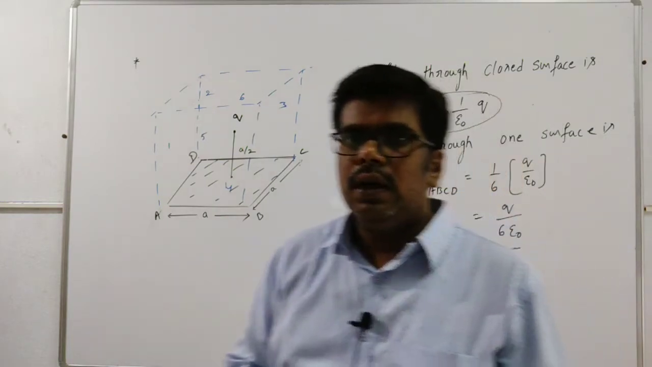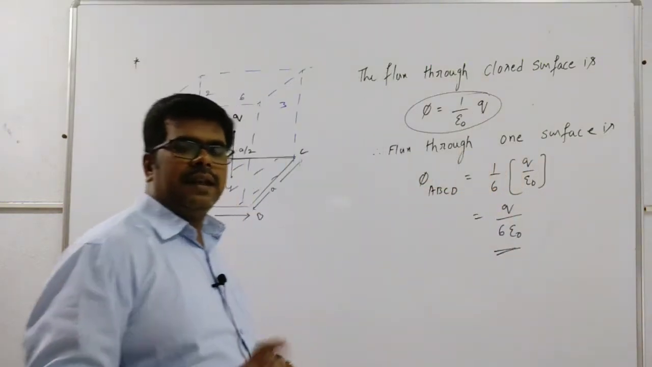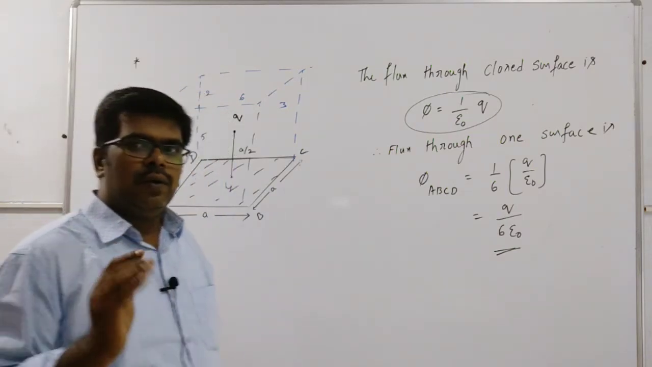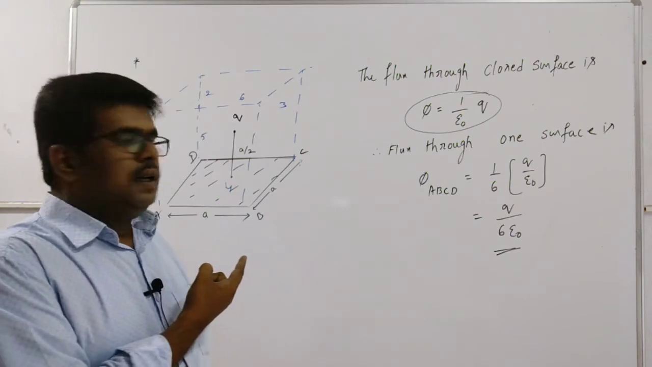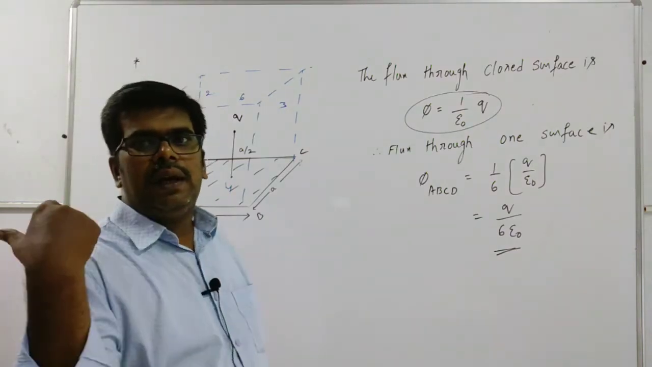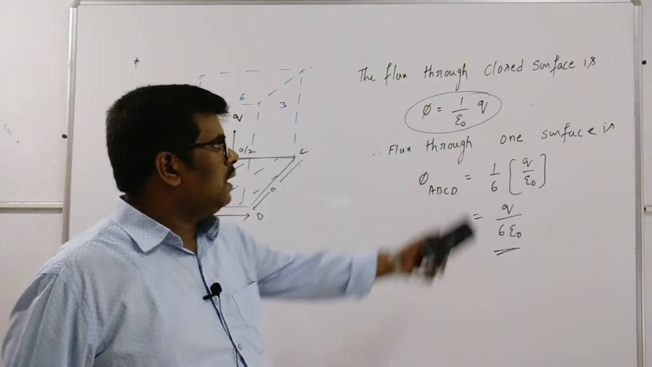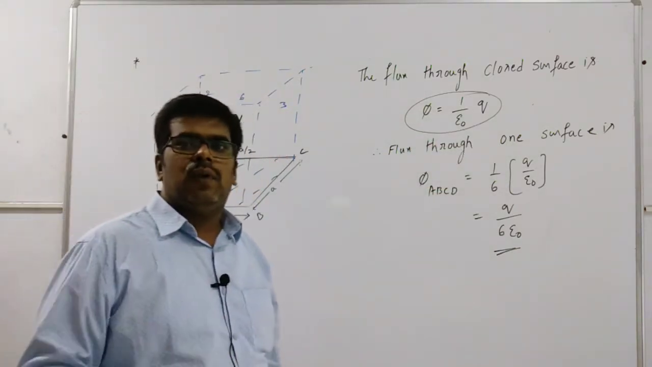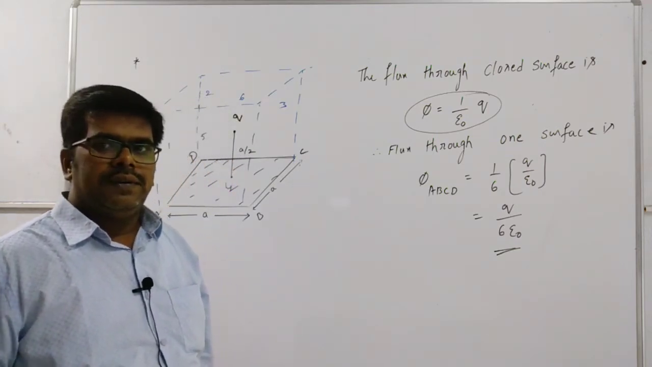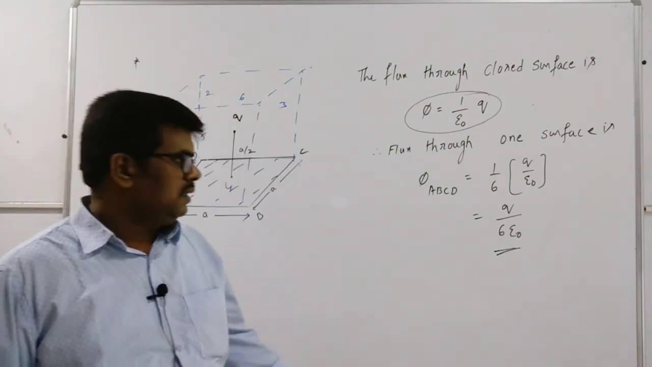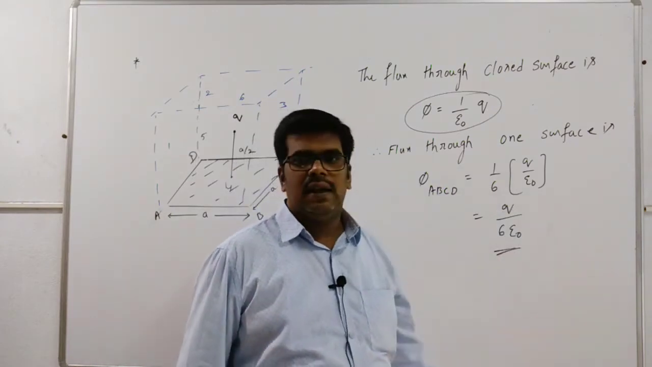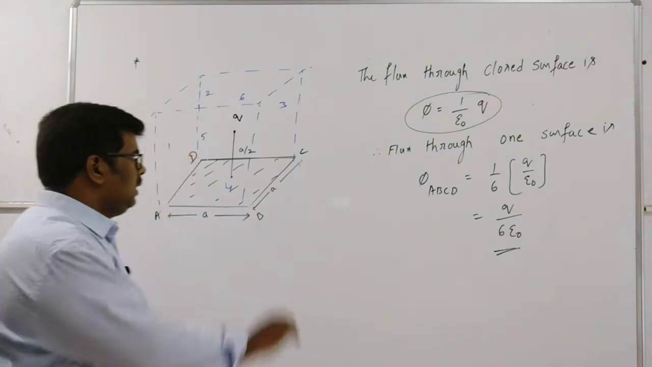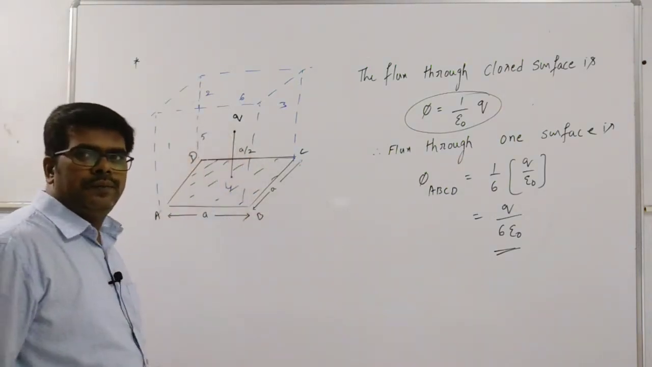Based on this, you have another case. Let us suppose a cube is there, and the charge is located exactly at the center of the cube. How much flux is emanating through one face? 1 by 6 times the charge. So the flux through one surface, out of 6 surfaces, is nothing but q by 6 epsilon naught. This is the case when the charge is located at the center of the cube.